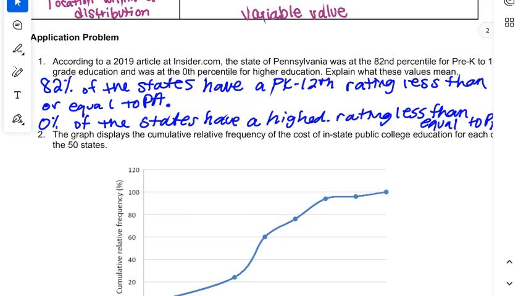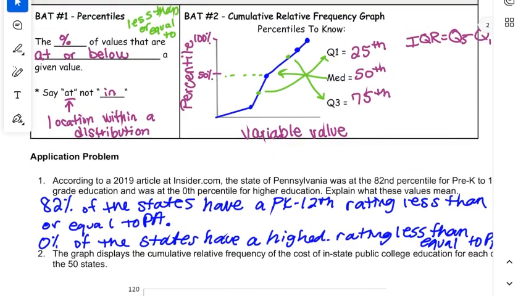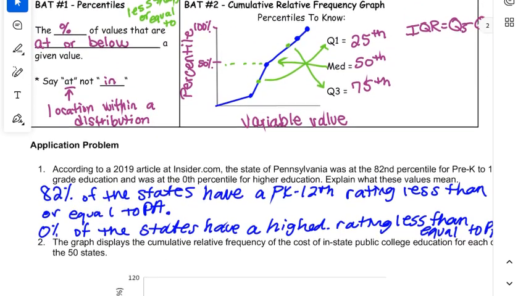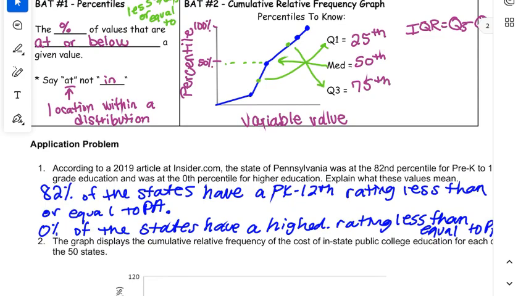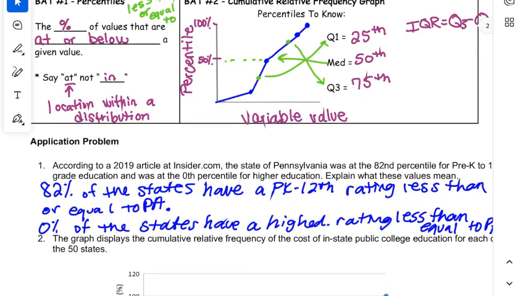Or you could say that Pennsylvania's ranking was at or above 82% of the other states. They were given a grade, but 82% is not their grade. It's where they are compared to others. Okay, and if you're saying at or above, but then it's saying less, I'm just confused why. At or below. Oh, did I write that on y'all's, at or below? Mhm. Okay.